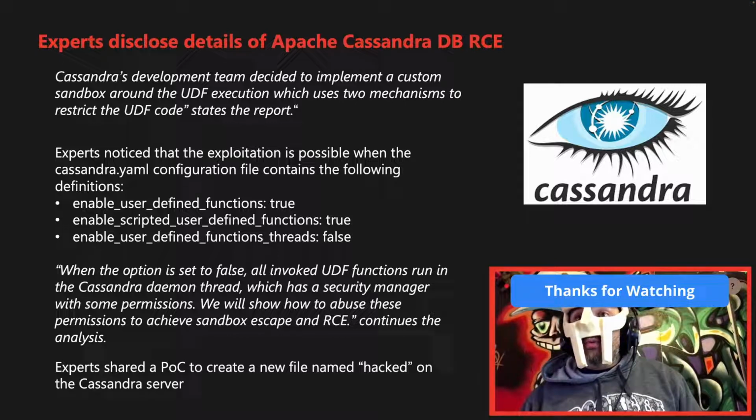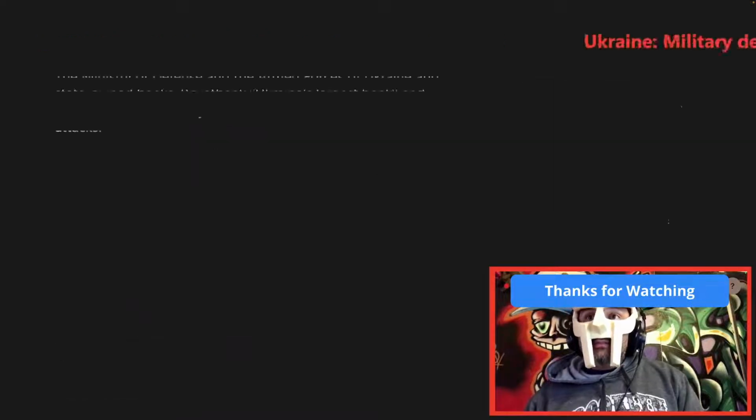Apache released versions 3.0.26, 3.11.12, and 4.0.2 to address the vulnerability. It adds a new flag, allow extra insecure UDFs, that's set to false by default. It prevents turning off the security manager and blocks access to Java language system.